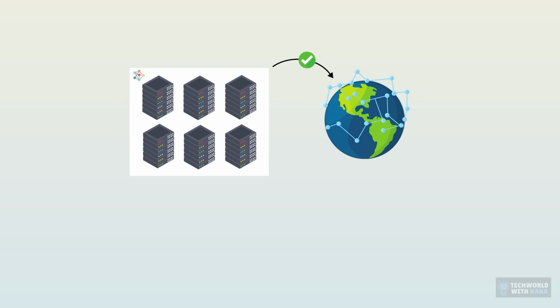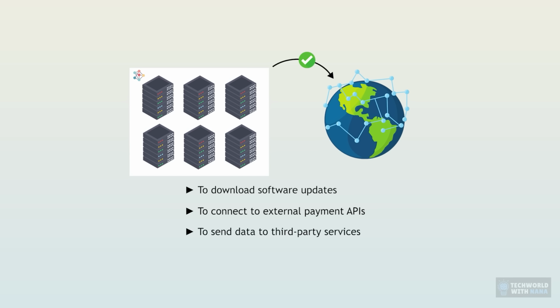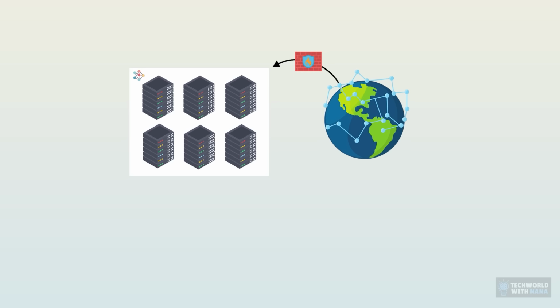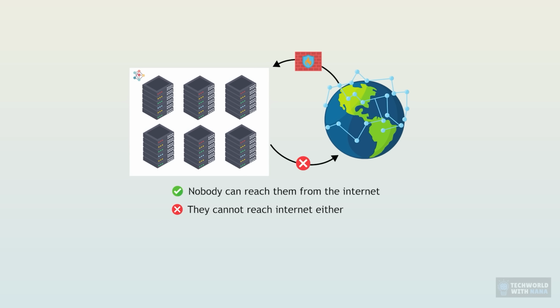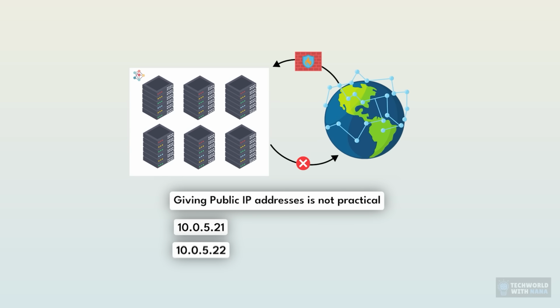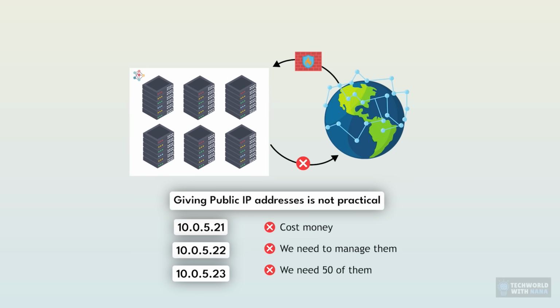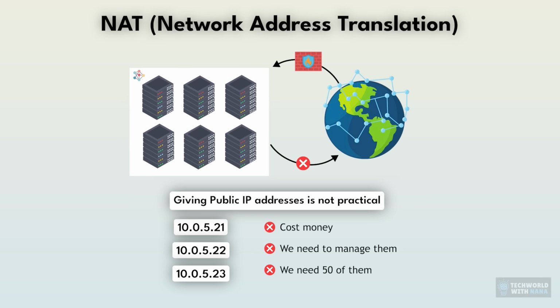But our backend servers do need to reach the internet sometimes to download software updates, to connect to external payment APIs maybe, or to send data to third-party services. So how do we solve this problem? Because now we have them secured so that nobody can just directly reach them from the internet, but they cannot reach the internet either. And we can't give each server a public IP address because first, public IP addresses cost money and we need to manage them, and we would now need 50 of them. Well, that's where NAT, or Network Address Translation, comes in.